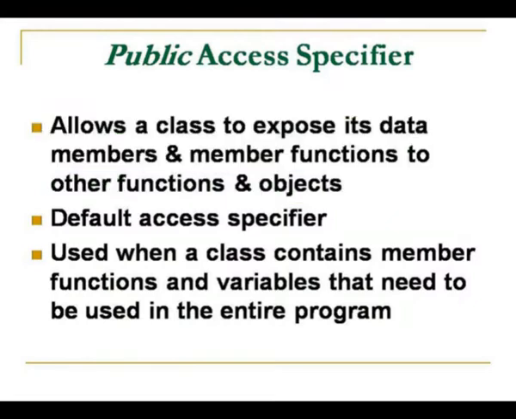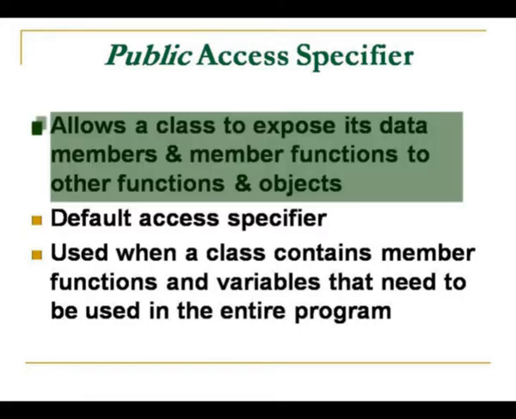So, we will see the three access specifiers that are available in C++. The first is the public access specifier. This allows a class to expose its data members and member functions to other functions and objects. So, when this public access specifier is used, all the details of a class, its data members and member functions, are visible to other classes.